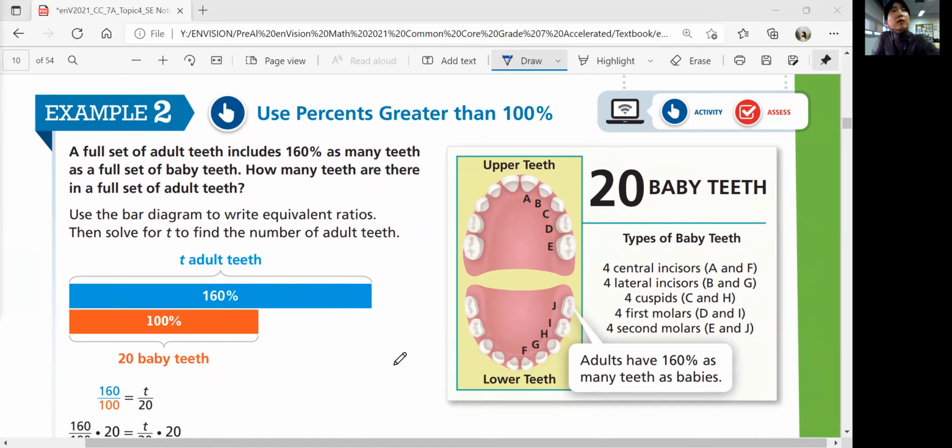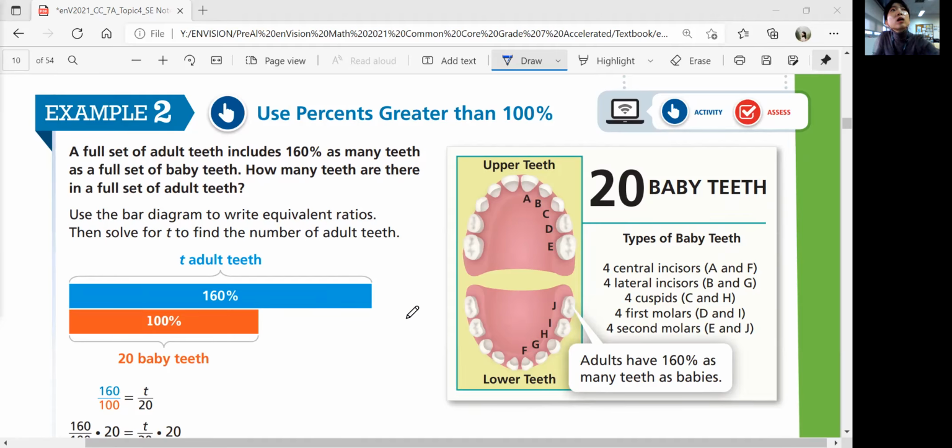Okay, look at the diagram. We've got upper teeth, lower teeth. We have 20 baby teeth, and there are different types of baby teeth. You have 4 central incisors, A and F. Ooh, we're learning so much about the teeth right now. 4 lateral incisors, B and G. They cut like scissors, so that's why they're called incisors.